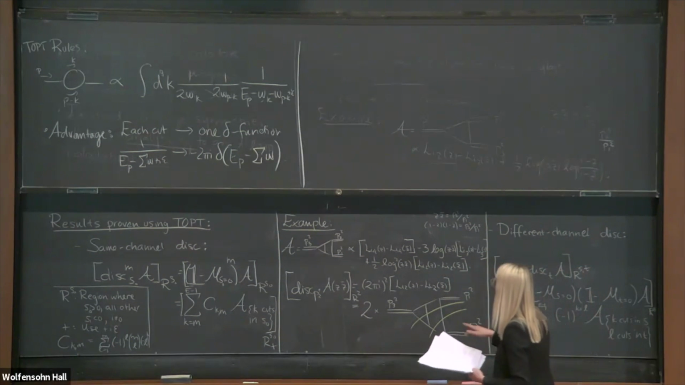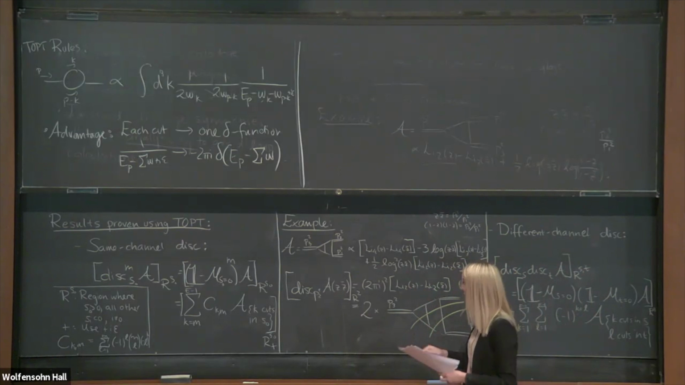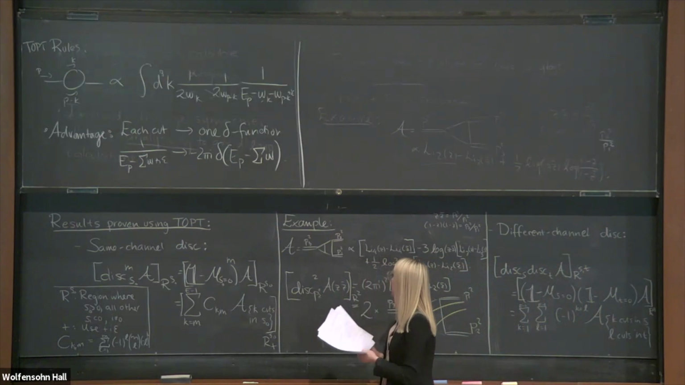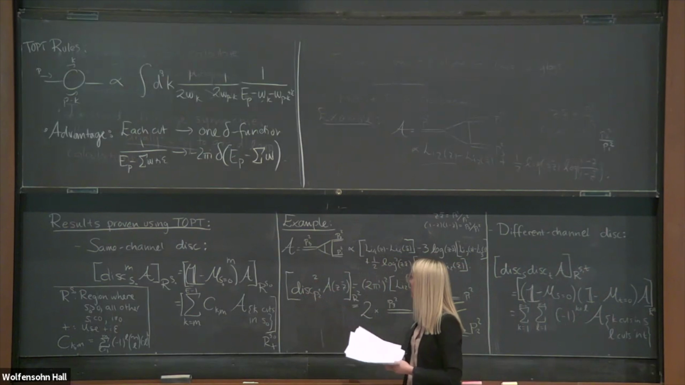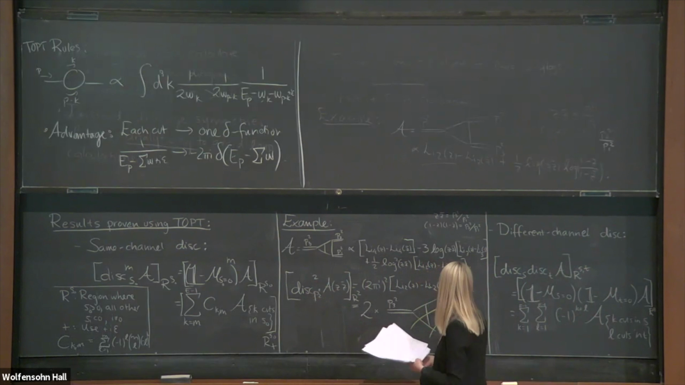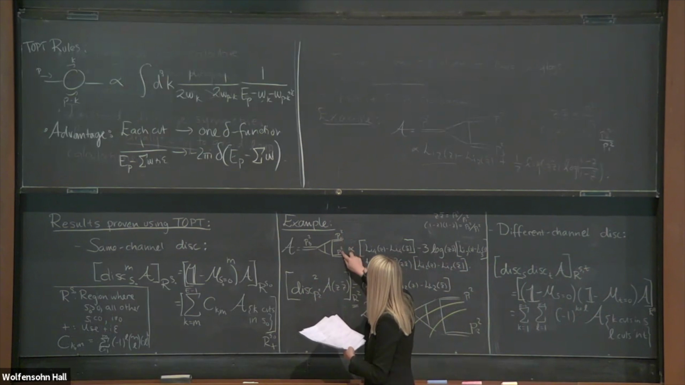And the example that I do here is an example of discontinuities squared in the P2 squared channel, meaning that I take two discontinuities in the P2 squared channel.